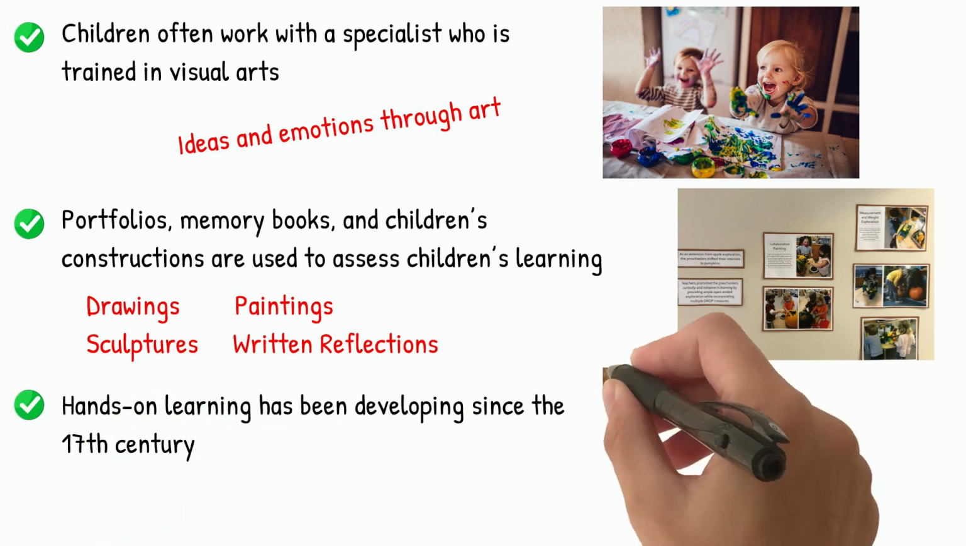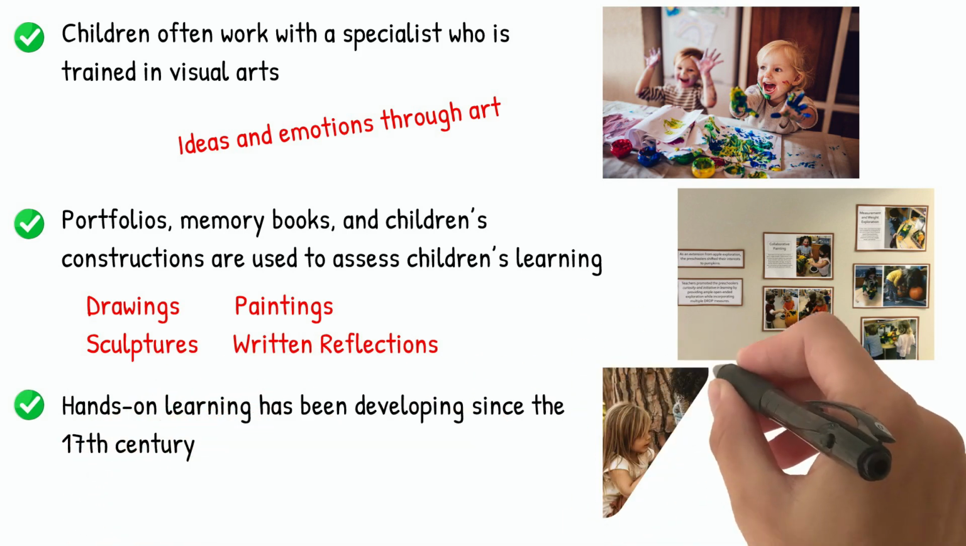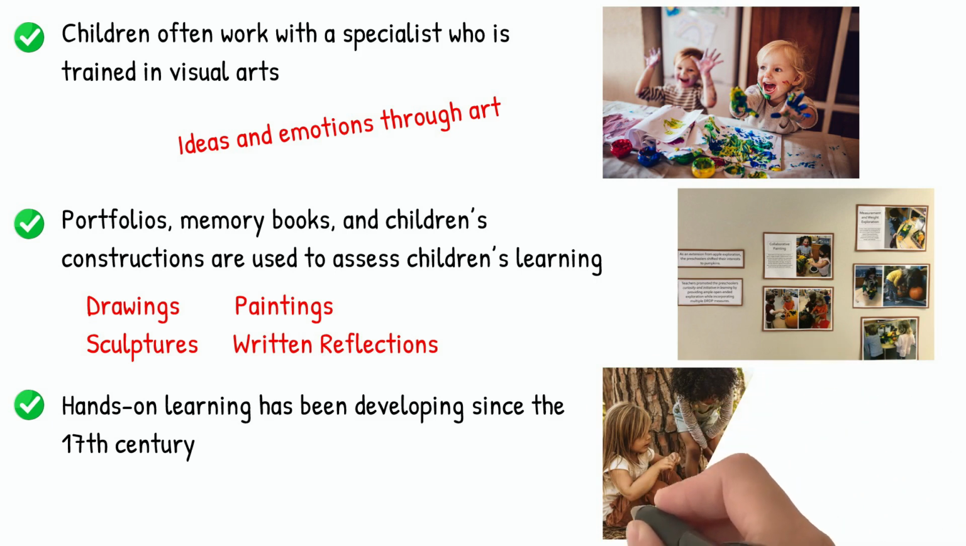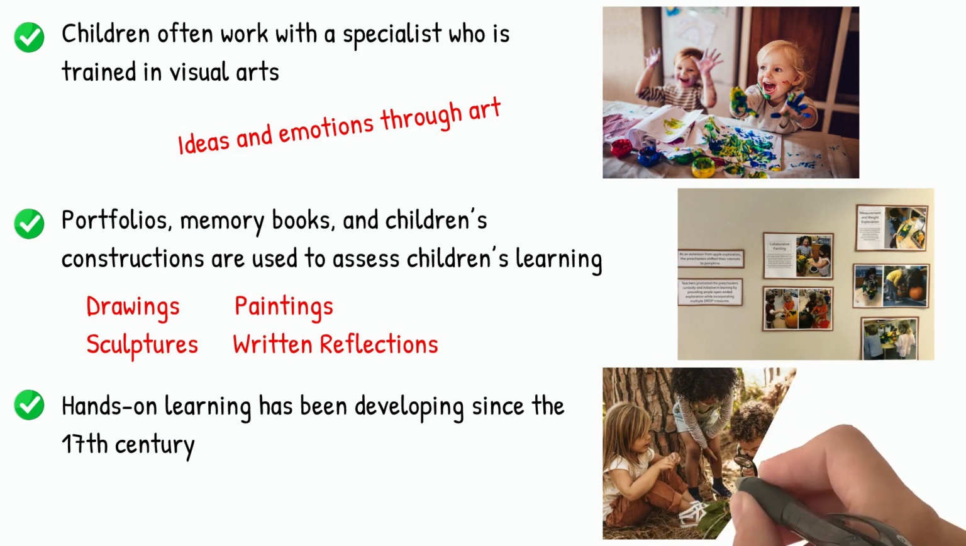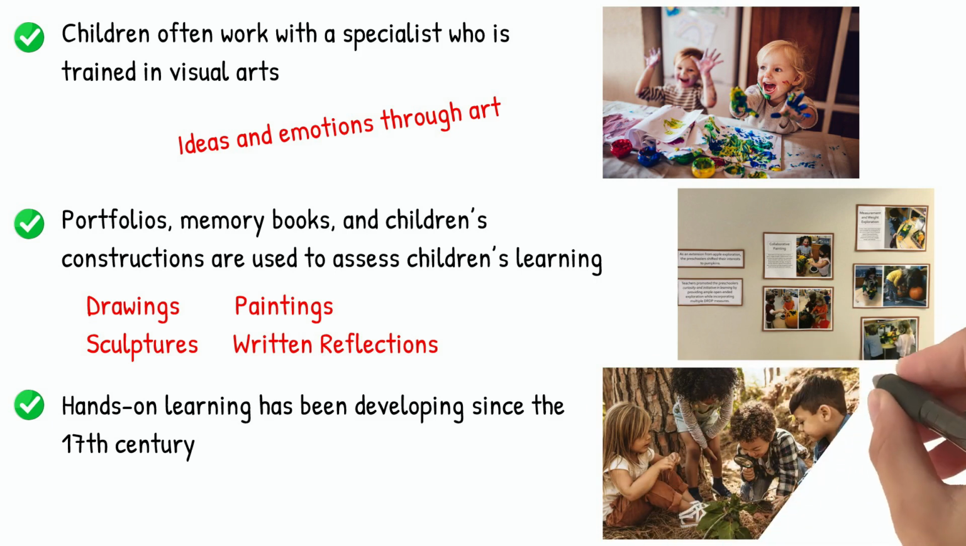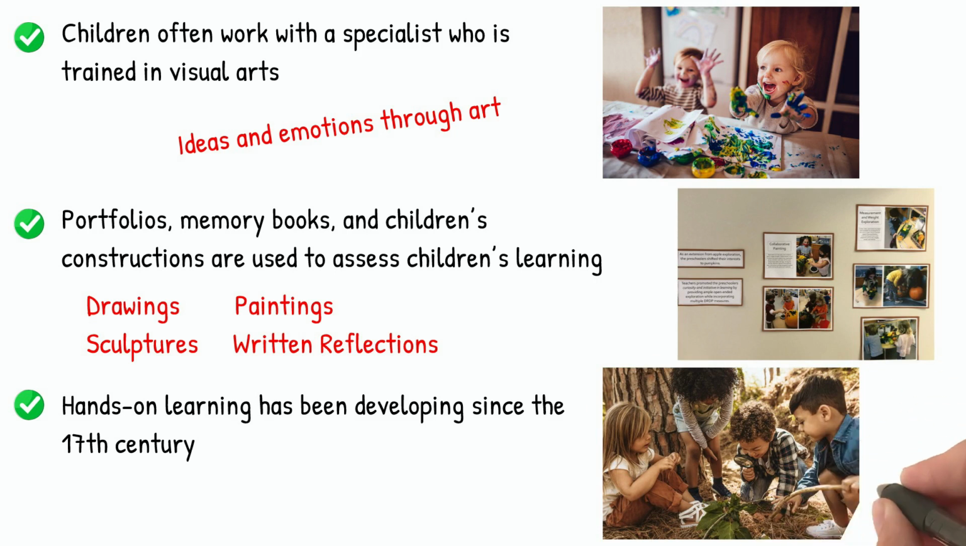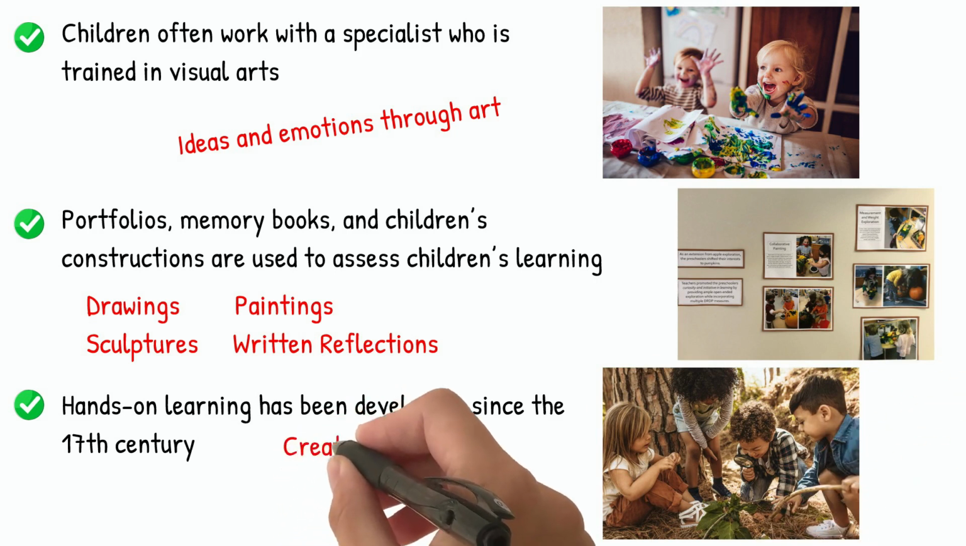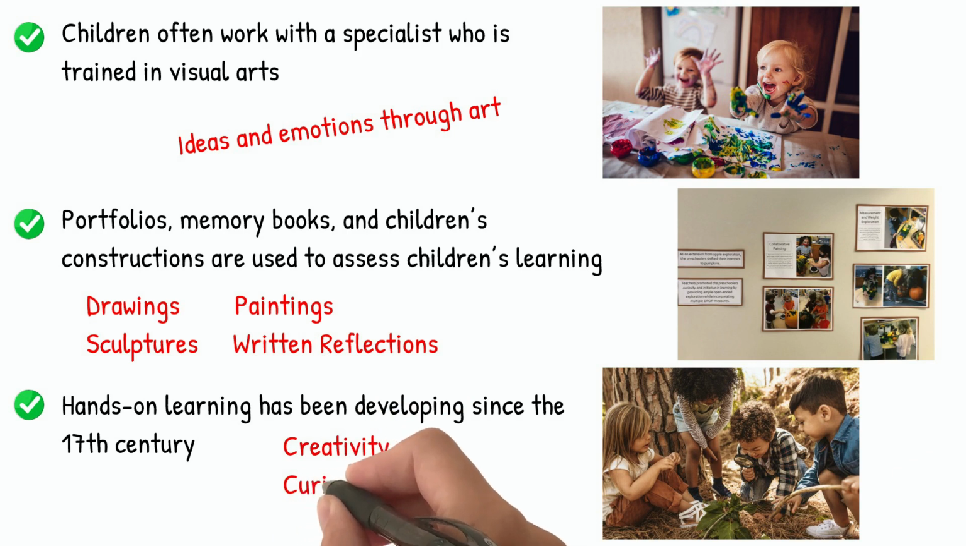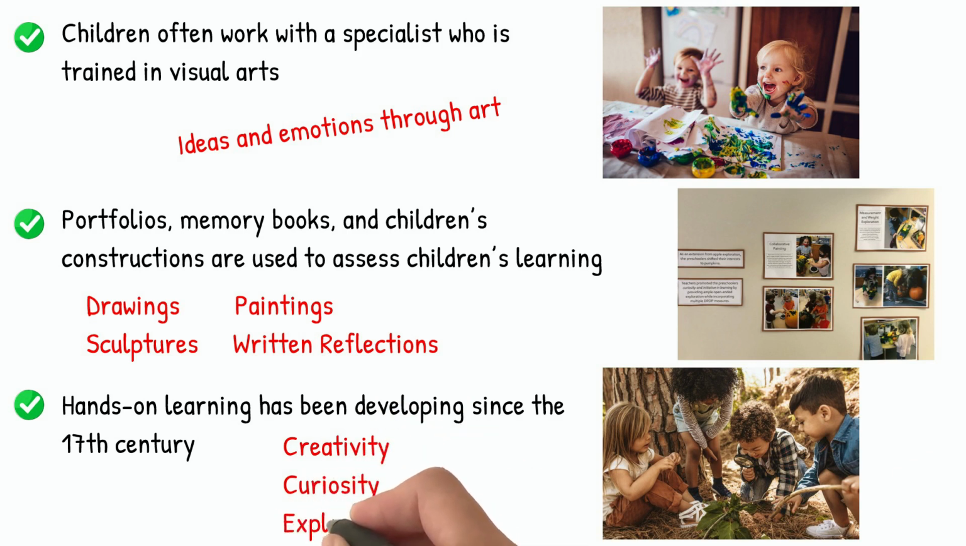5. Finally, hands-on learning has been developing since the 17th century and has been implemented in a variety of ways since then. The Reggio Emilia approach is just one example of how hands-on learning can be used to engage children and help them to develop their full potential. By emphasizing creativity, curiosity, and exploration, this approach has helped countless children to discover their passions and pursue their dreams.